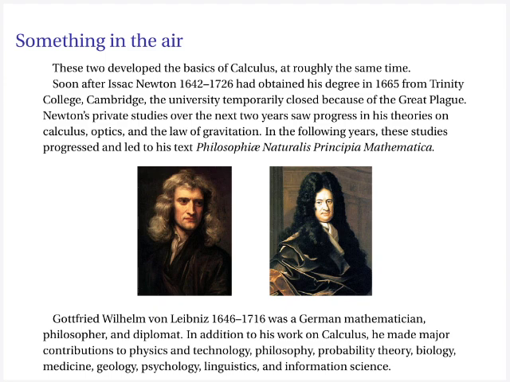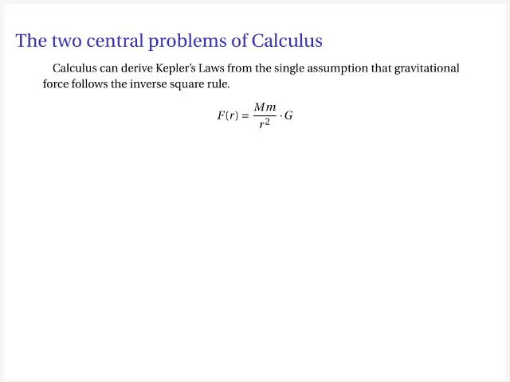So I think most of the folks watching this video will have heard of Newton. I want to sort of pile on the accolades for Leibniz because he was also a genius. Not talking down Newton, but talking up Leibniz. Calculus can be used to derive Kepler's laws from the single assumption that gravitational force follows the inverse square law. So here, of course, is the inverse square law. You see r squared on the bottom of the fraction.